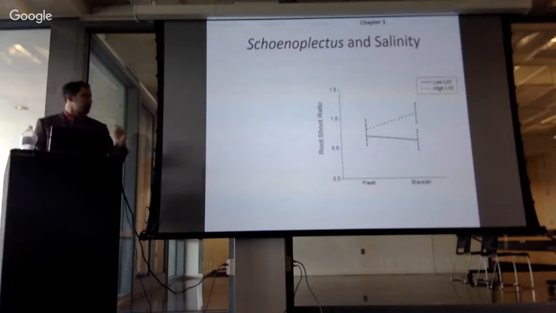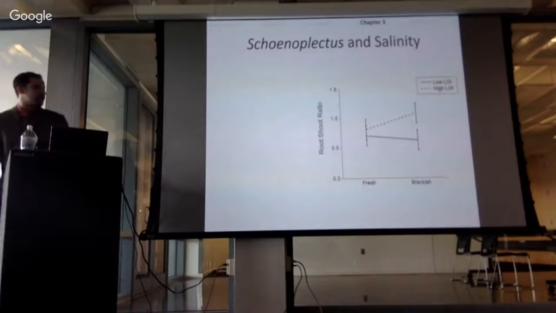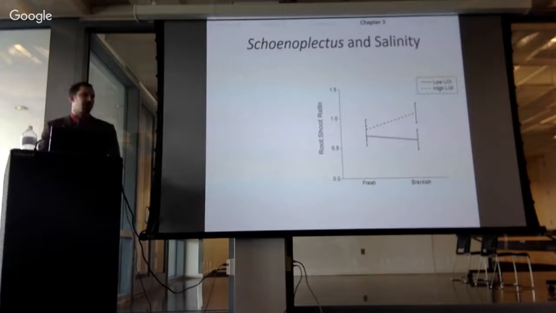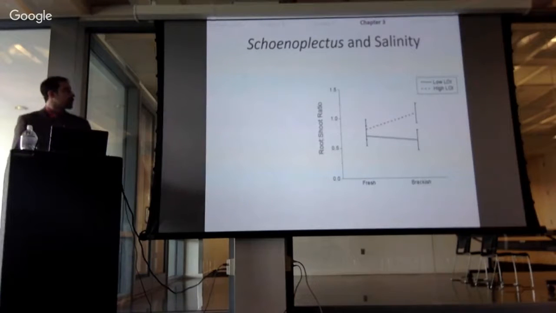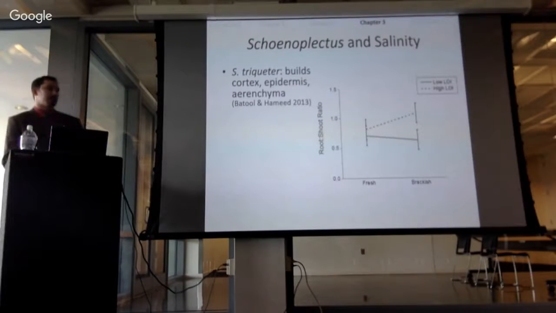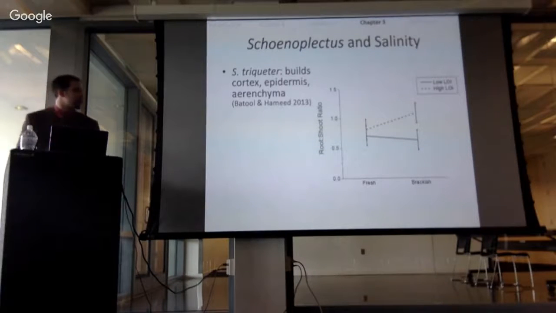In particular, this is one of my more interesting findings, that increase in root to shoot ratio. There's not a lot of literature on Schoenoplectus deltarum. However, we can look at congeners. So this species, tricatter, has been shown to invest in building cortex and epidermis of its roots. This prevents water loss in brackish conditions, as well as increasing the aerenchyma, which is the airspace that conserves oxygen.